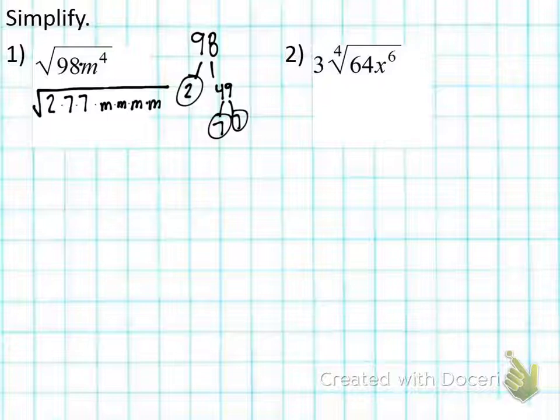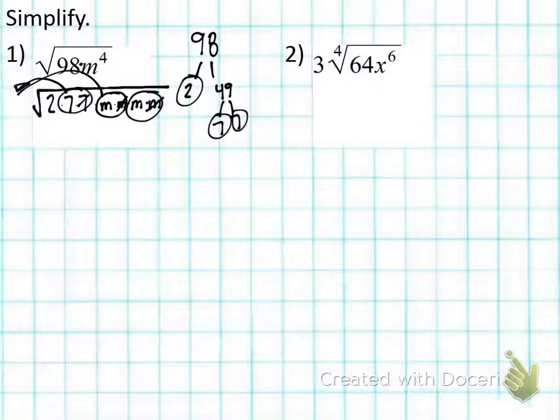Since the index is 2, everything has to pair up into groups of 2. So we know that the 7s, these two 7s pair up, they try to get out. Only one of them makes it. The other one doesn't make it. A couple of m's get together here. Only one makes it out. The other one doesn't. Same thing here. Only one makes it out.